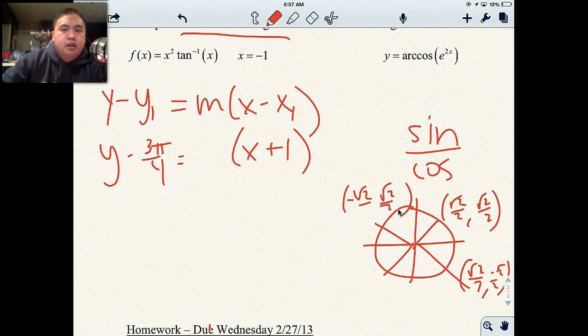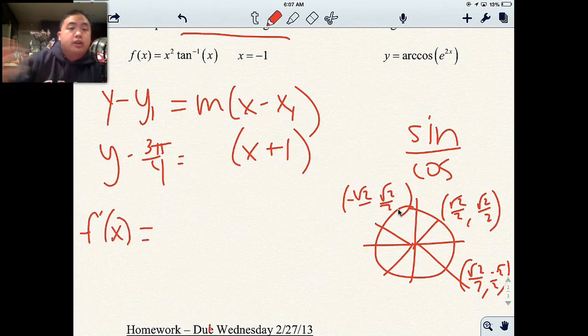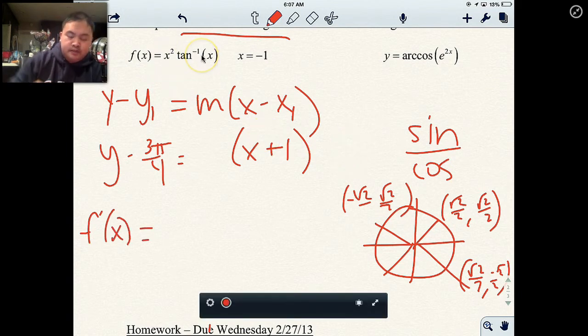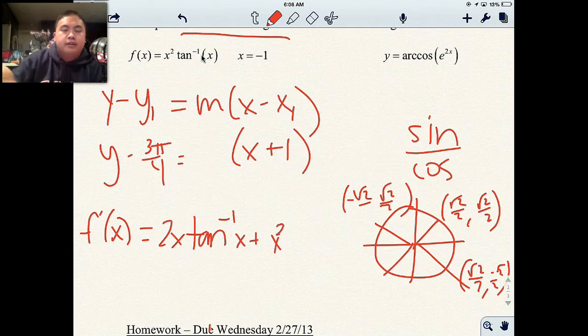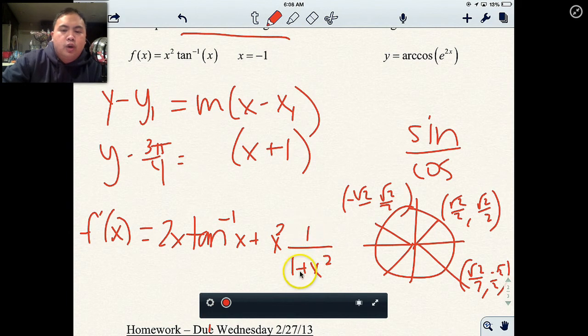To solve for m, remember you take the derivative and plug in your x. F prime of x, you may notice this is a product rule. I've got one thing multiplied by another thing. So this will be 2x, leave the second one alone, plus leave the first one alone, and the derivative of the second one, the derivative of tangent inverse, if you look at your paper, is 1 over 1 plus x squared. So now all I'm going to do is plug in -1 and see what I get. If I plug in -1 into the second term, just to save you time, this becomes 1 over 2, and this becomes 1, so this just becomes 1/2. On this one, if I plug in a -1 here, this becomes -2.